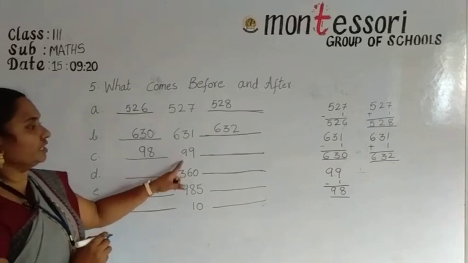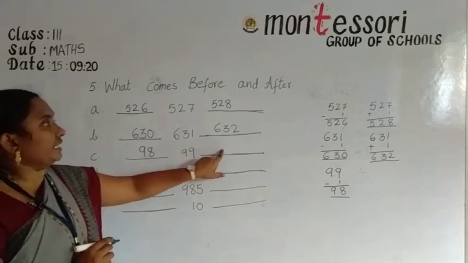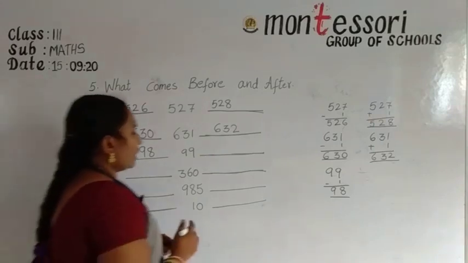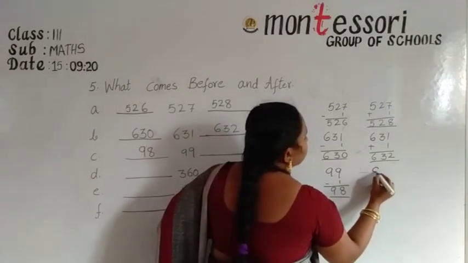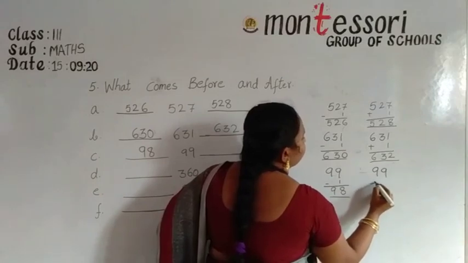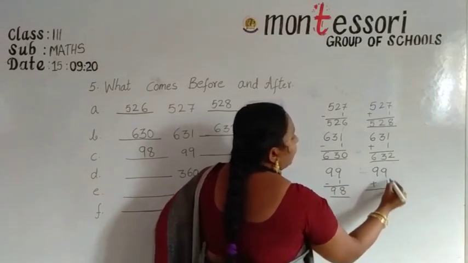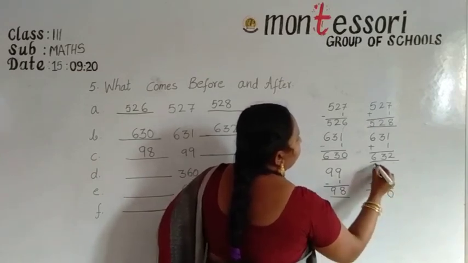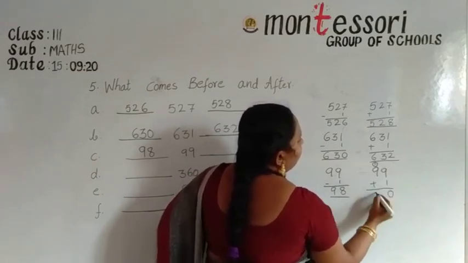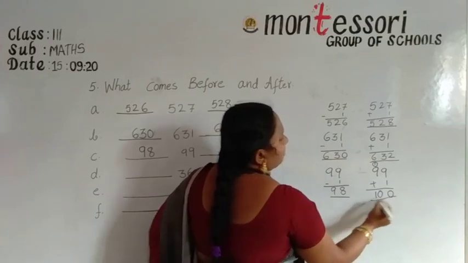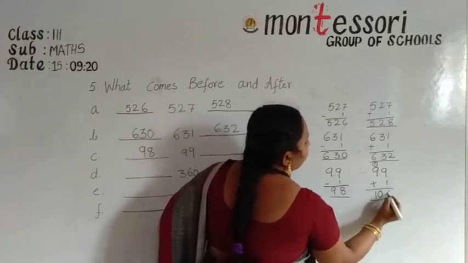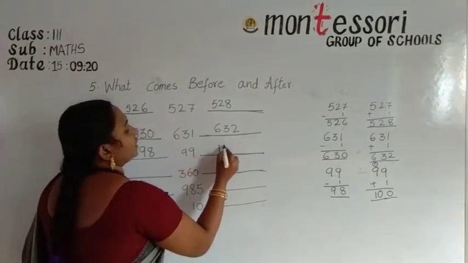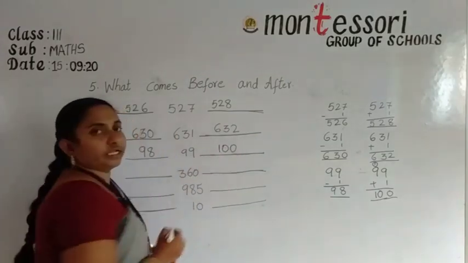Now here we can find the number that just comes after 99. Just comes after means we do the plus 1. 9 plus 1, 10. What is the answer? 100. 100 I am writing here.